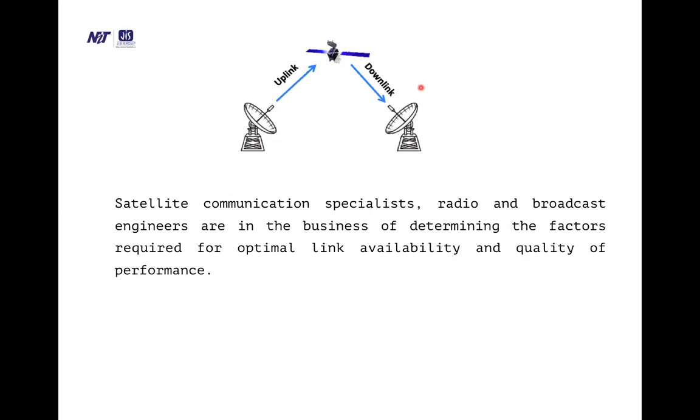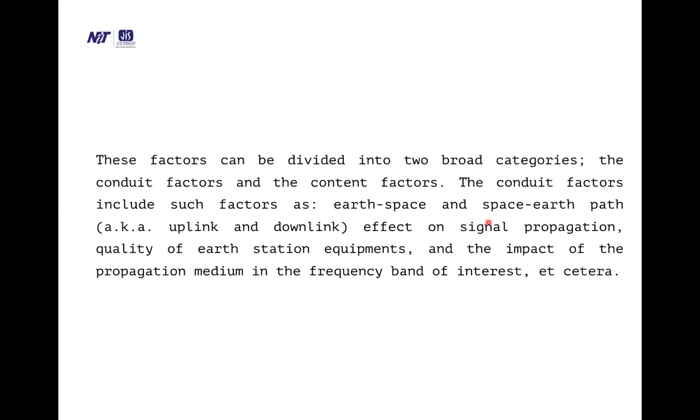So, satellite communication specialists, radio and broadcast engineers are in the business of determining the factors required for optimal link availability and quality of performance. These factors can be divided into two broad categories: the conduit factors and the content factors. The conduit factors include such factors as the earth-space, space-earth path, that is the uplink and downlink effect on signal propagation, quality of earth station equipment, and the impact of the propagation medium in the frequency band of interest.